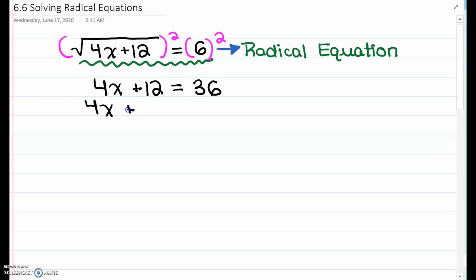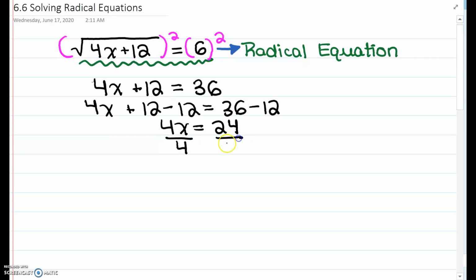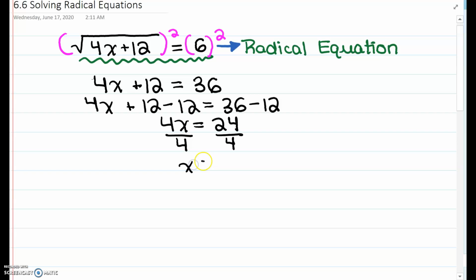So we are going to subtract 12 from both sides, and we will end up with 4x equals 24. And from here we divide, and we get x equals 6. Our last step is to make sure the solution checks back into the original equation. To do this, all we need to do is plug in 6 to the equation.